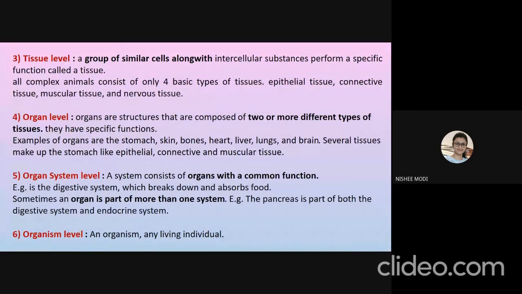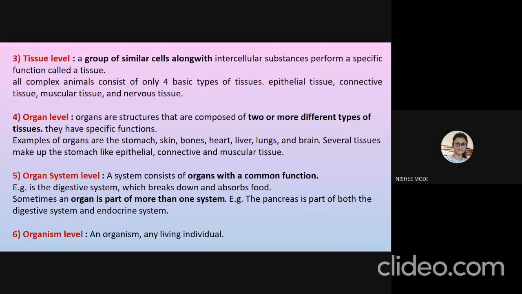It can be two or more different types of tissue: epithelial, connective, and muscular tissue. Okay, so the next level is the organ system level. A system consists of organs with a common function, like the digestive system, which breaks down and absorbs food.